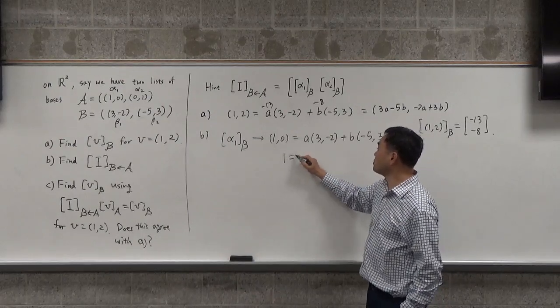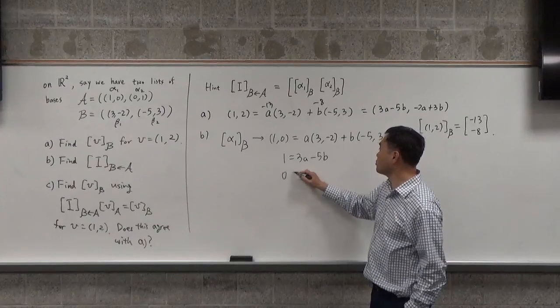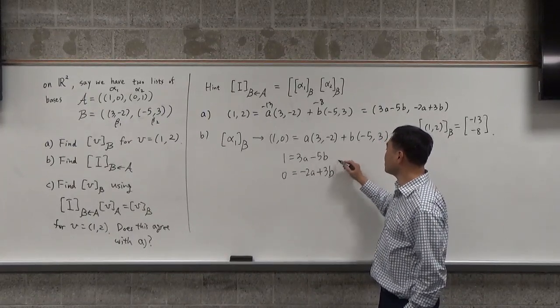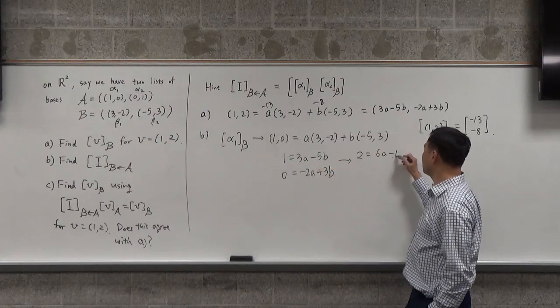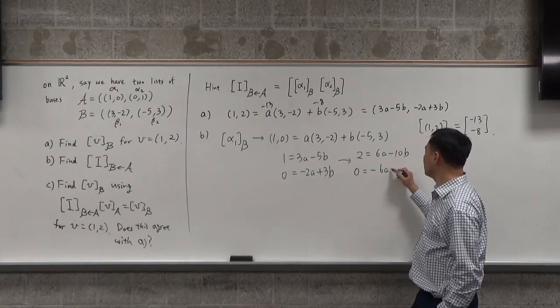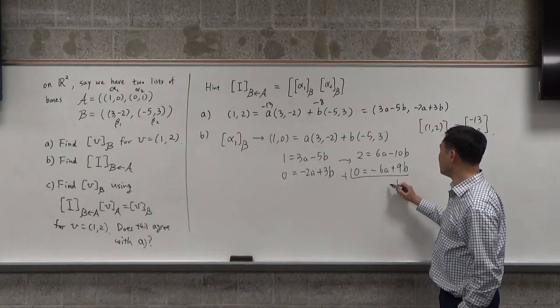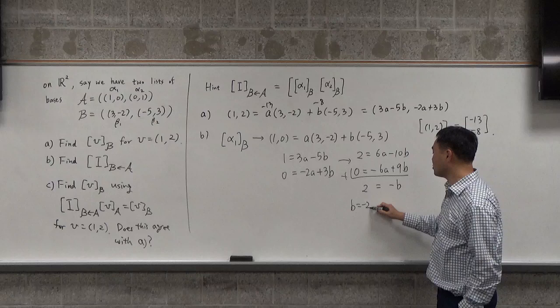And that means 1 should be 3a minus 5b, and 0 should be negative 2a plus 3b. Same deal, multiply by 2 and multiply by 3. Add them up, and you get negative b equals 2, so that b is negative 2.